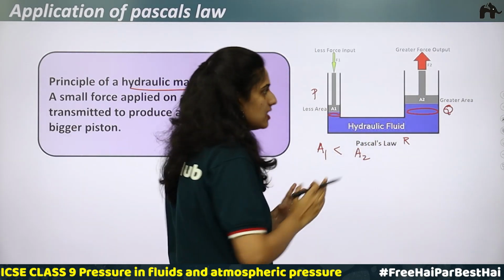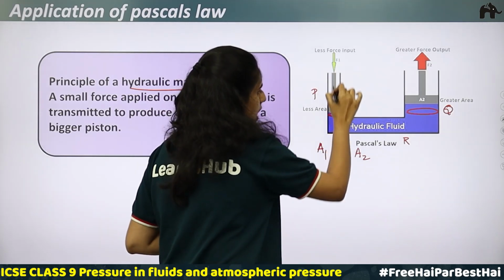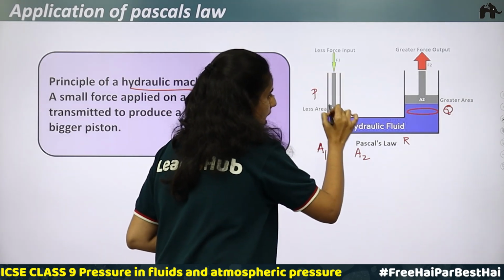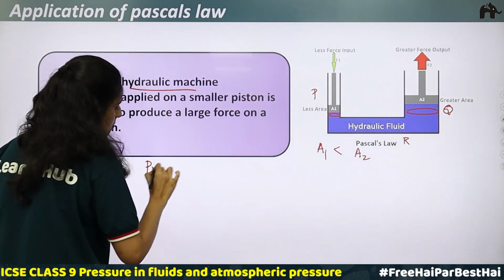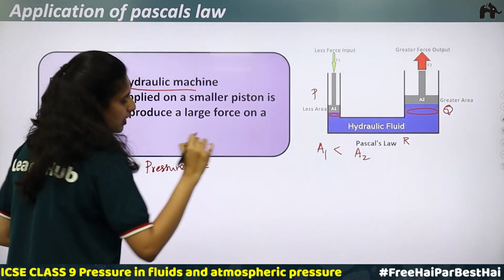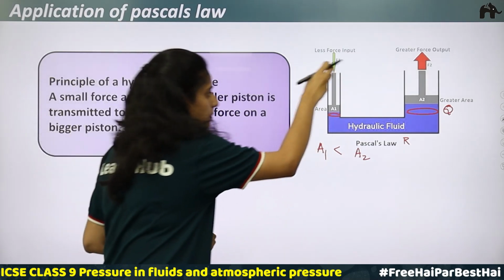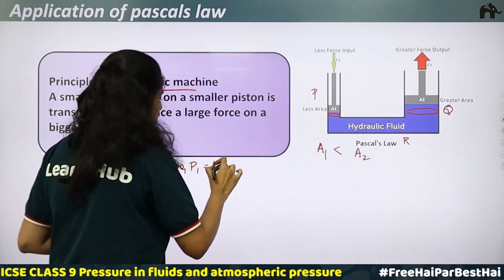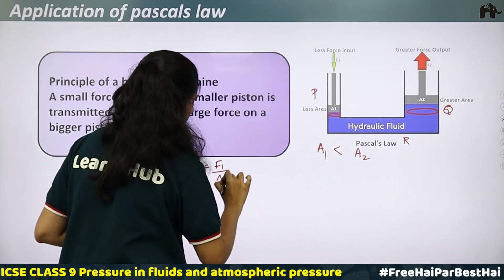Now what happens is when you apply a force, let's say F1 force is applied on area A1. What is the pressure then? We will be having pressure P1 will be equal to, what is pressure? Pressure is force by area. This is a perpendicular force. Force by area, here F1 divided by A1.